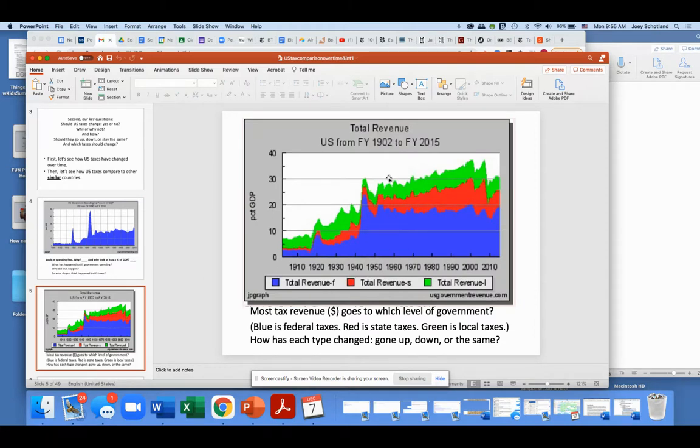Here you see total tax revenue. Again, going back to 1900 to 2010, the blue shows you federal taxes, the red shows you how much the state governments take in tax, and the green shows you the local taxes. So are most of our taxes federal, or are most of our taxes state, or are most of our taxes local?